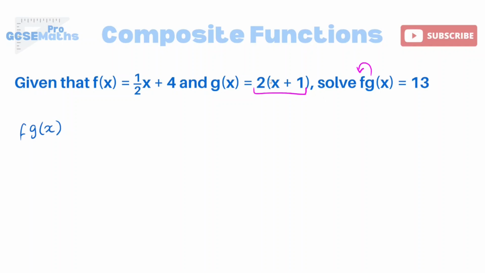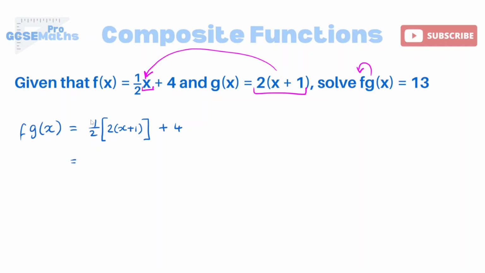So the whole of g is going to go into where we have an x in the f function. So we've got half, and instead of x, I'm replacing it with the whole of g, which actually we're going to need square brackets because g already has a set of brackets, doesn't it? So half times 2 times x plus 1, and then we still have the plus 4 in the end. Don't forget they have any extra pluses or minuses because it can be quite easy to forget that they're there.